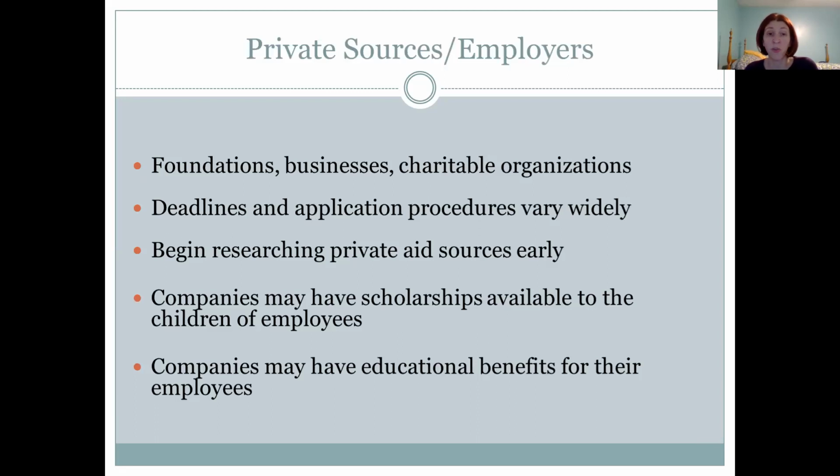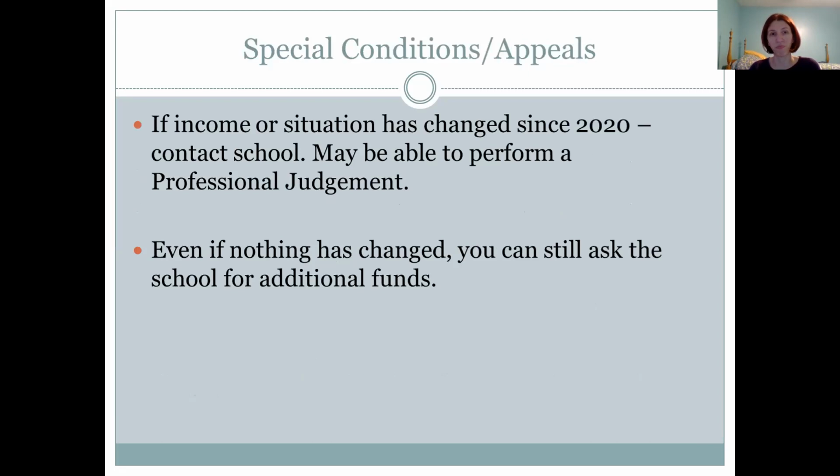Private sources, like I mentioned before: foundations, businesses, schools, high school might have some specific scholarships that they might give out, charitable organizations. Typically, a lot of these start coming out in winter, early spring, and they are really due typically March or April, sometimes May. These applications would be due. So it's a good idea to start researching these things now to kind of get a handle of what might be out there, and then start applying as soon as those applications do open up.